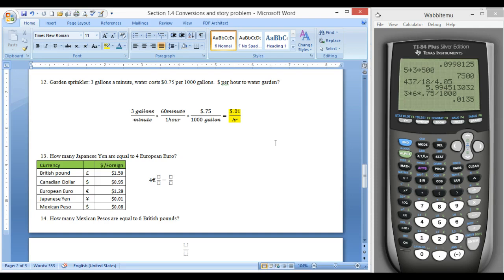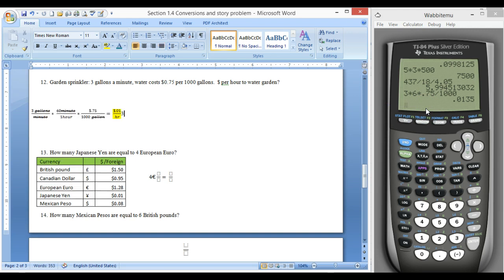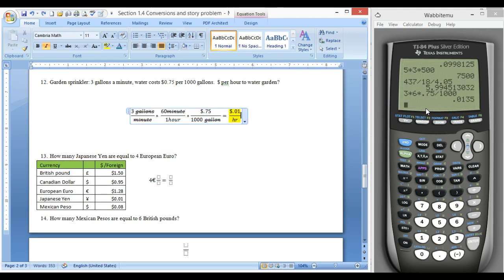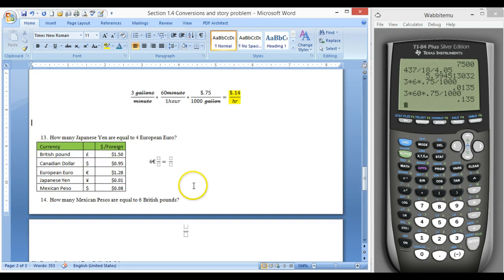I just want to double check that. 3 times, oops, I typed in a 6. I thought that looked wrong. Let's come back. I typed this wrong into my calculator. 3 times 60 times 0.75 divided by 1,000. There we go. I thought it was 13 cents. And because that'll round up, that's actually 14 cents per hour. Whew, that feels better. Okay, let's move on to the next one.